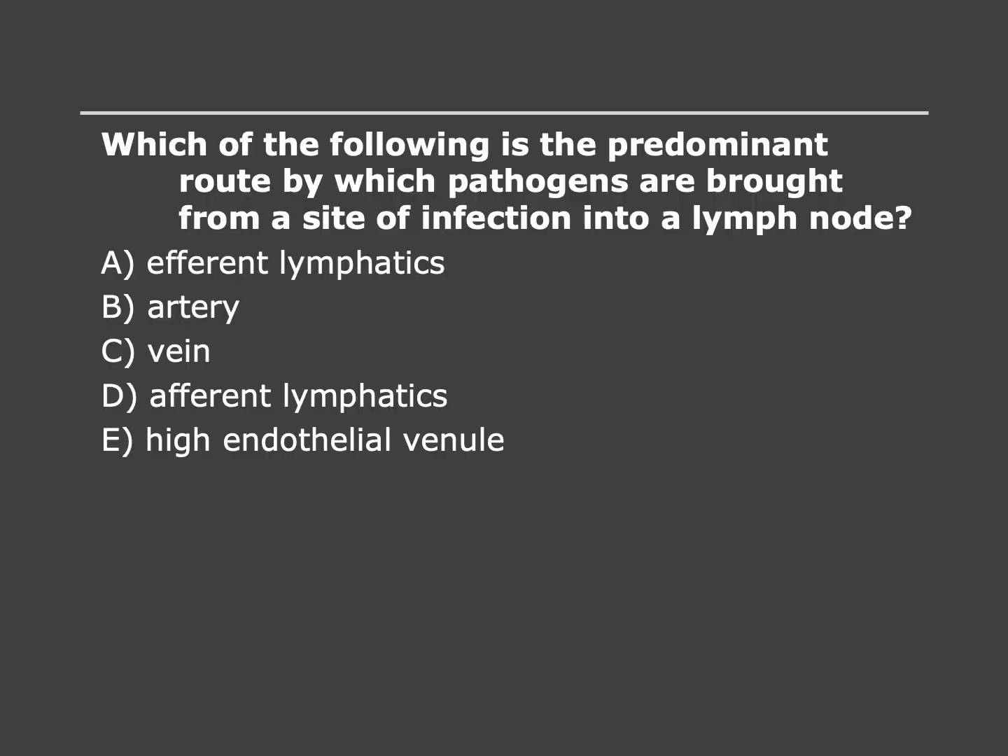So let's do a clicker question real quick. Which of the following is the predominant route by which pathogens are brought in from the site of infection into a lymph node? Is it the efferent lymphatics with an E, arteries, veins, afferent with an A, lymphatics, or high endothelial venules? I think the best answer here is afferent lymphatics, D, and again, afferent with an A, lymphatics. That's how it comes in. How it goes out is the efferent lymphatics with an E.